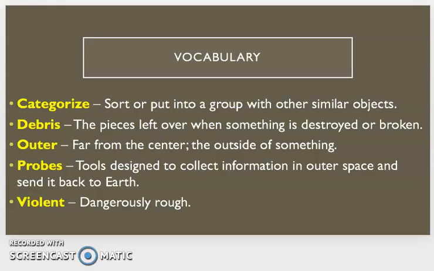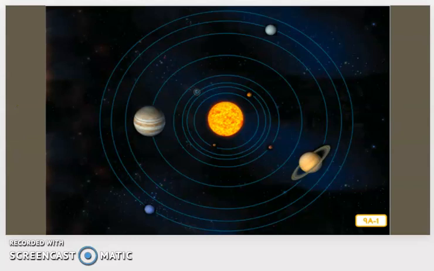And violent, dangerously rough. Now, in the last read aloud, we have learned about the 4 inner planets of our solar system, also called terrestrial planets. In order, they were Mercury, Venus, Earth, and Mars. Now, in this lesson, we are going to be learning about the outer planets, also called gaseous planets. And in order, those are Jupiter, Saturn, Uranus, and Neptune, as well as the famous dwarf planet Pluto. But we will get to that a little bit later.